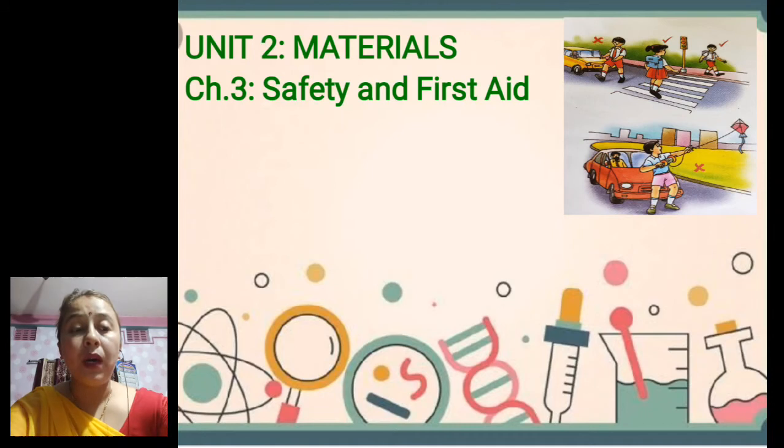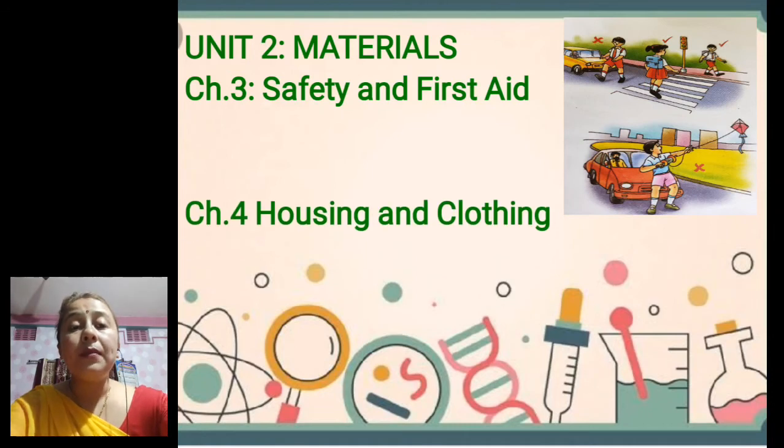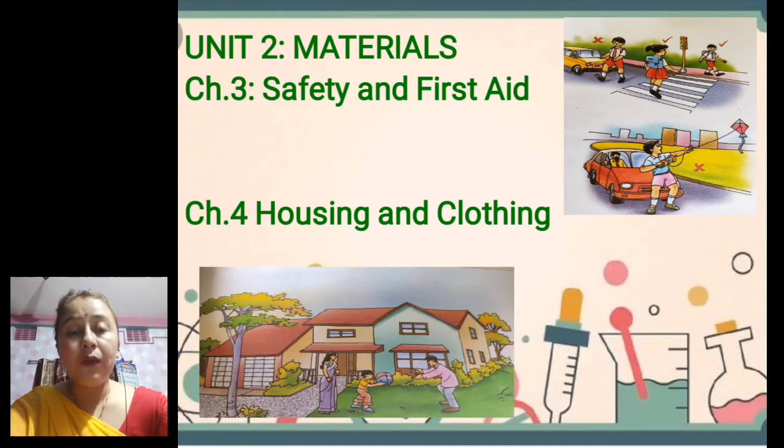Yes, and for this there are various types of rules, for example walking on the zebra crossing, walking on the footpath. So the next chapter from unit materials is chapter 4, housing and clothing, where we will learn about the different types of houses, kacha house, pakka house, and the importance of houses.